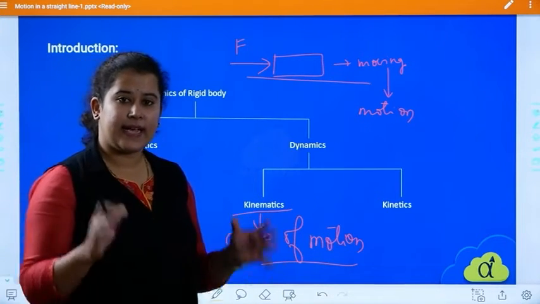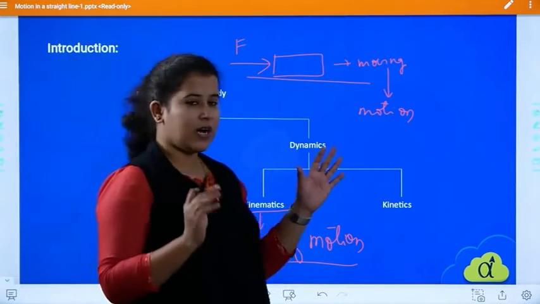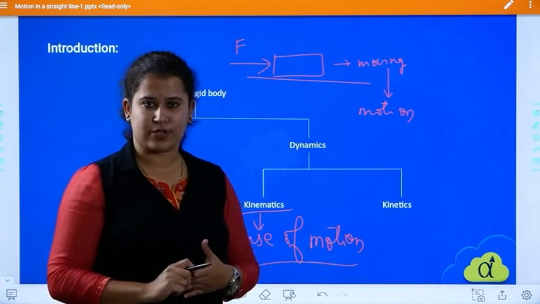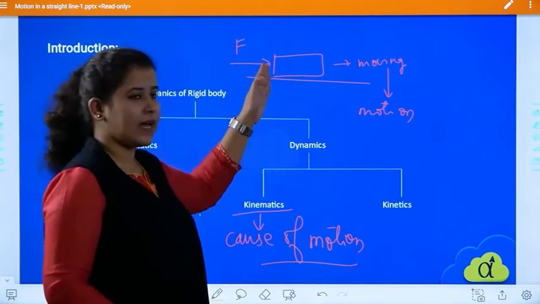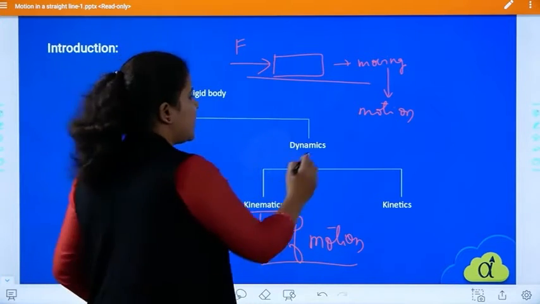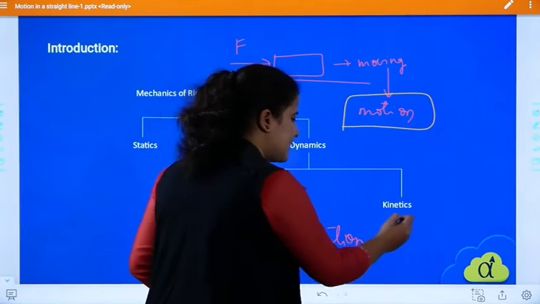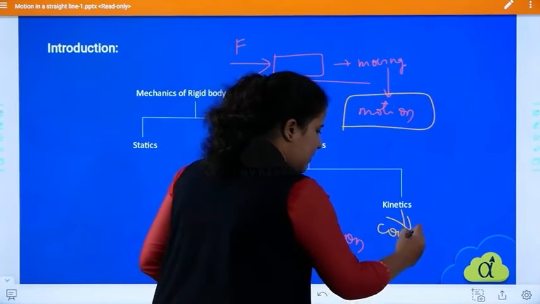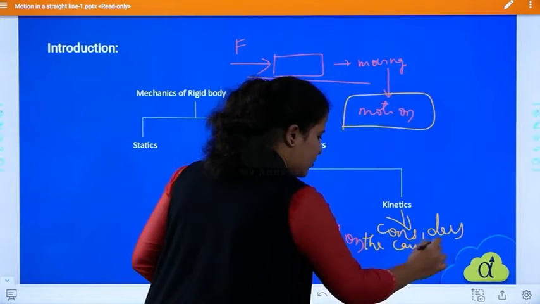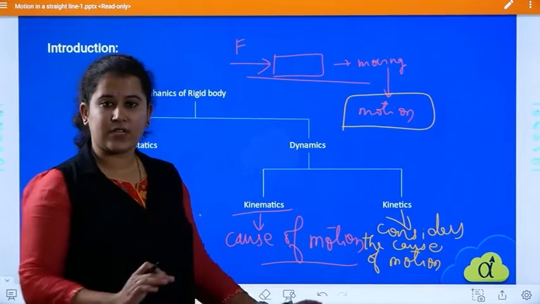But kinetics is exactly opposite. So what does kinetics say? Kinetics says that as the object is moving, it considers the cause of motion. That is, because of the force I have applied, the motion is being caused. What is kinetics? Kinetics is nothing but it considers the cause of motion. That we call kinetics. I hope you have understood this chart correctly.